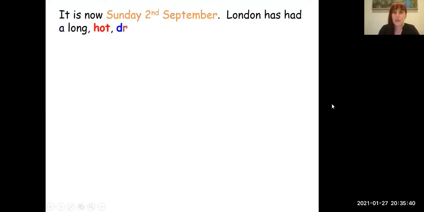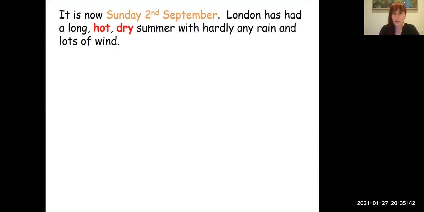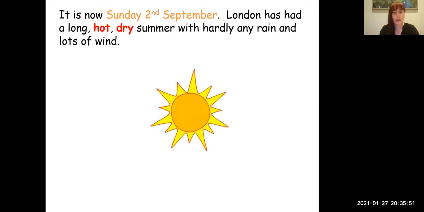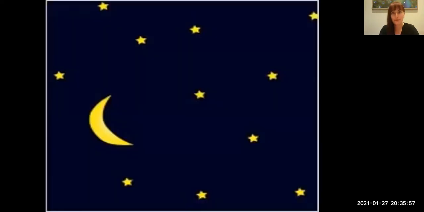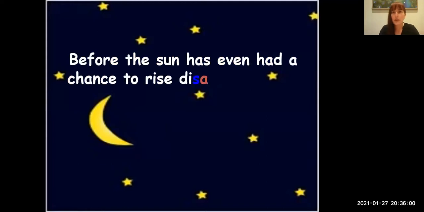It is now Sunday, the 2nd of September. London has had a long, hot, dry summer with hardly any rain and lots of wind. The strong winds are important in our historical event. All of London is dried out and feeling the heat. Before the sun has even had a chance to rise, disaster strikes.